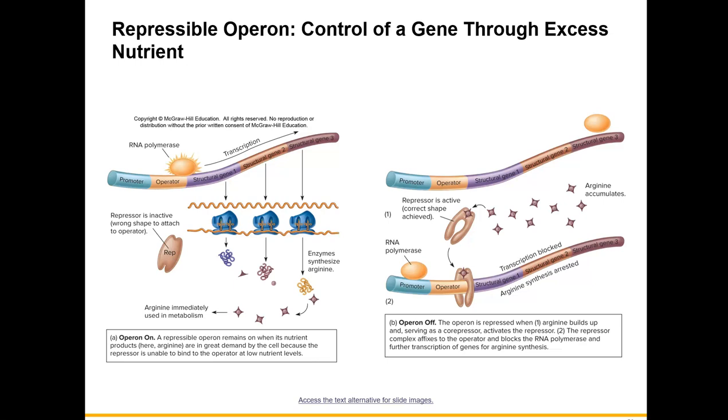How this one works is it's going to make the genes to make arginine, and the repressor is going to be inactive. So it's just on. But when arginine accumulates, it's going to bind to the repressor, which then attaches to the operator and shuts it down. Once the arginine is depleted, the repressor goes back to its inactive state and falls off.